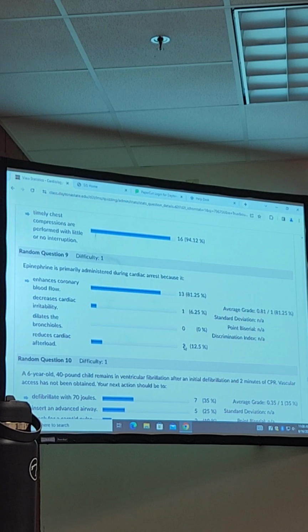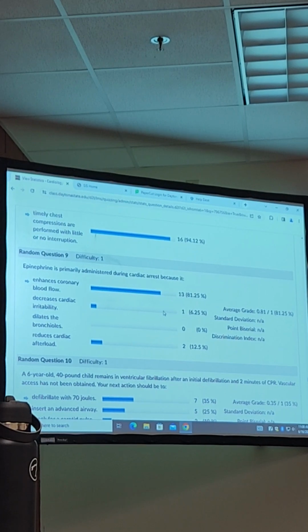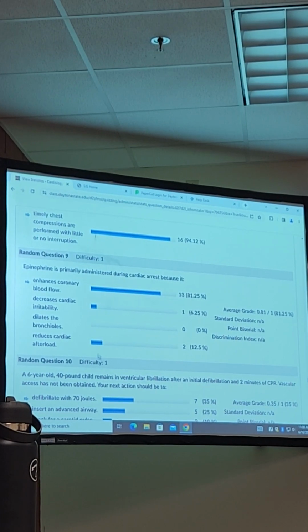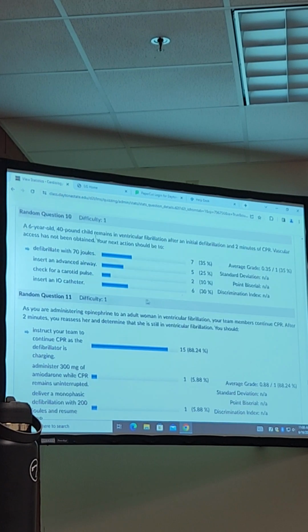That's why I messed up then. I guess it's just because I know it vasoconstricts, so I would think... No, I'm sorry, it increases afterload, not decreases. I know it dilates bronchos, but that doesn't apply, that's not why we're using it for cardiac arrest. Right. I don't know, it's like really crispy. All right, I hate that question, throw it out.